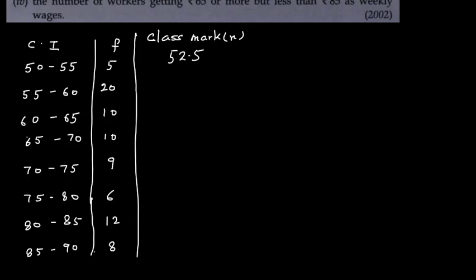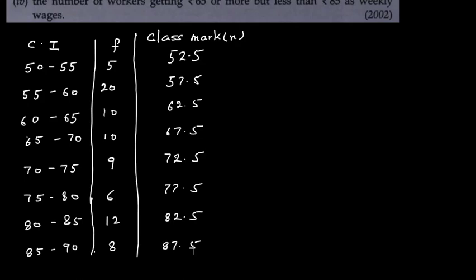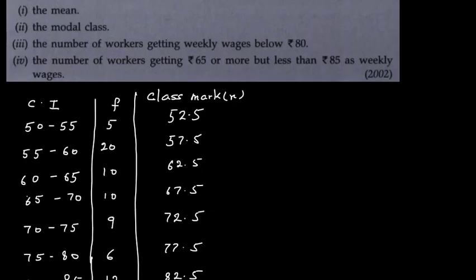So 52.5. The next value, now the next value 55 plus 2.5, it is 57.5. And here you see that there is a difference of 5. So after 57.5, the next value will be 62.5. The next value will be 67.5, then 72.5, then 77.5, then 82.5, and then 87.5. Now if you multiply this 52.5 with 5, your calculation will become too tedious.